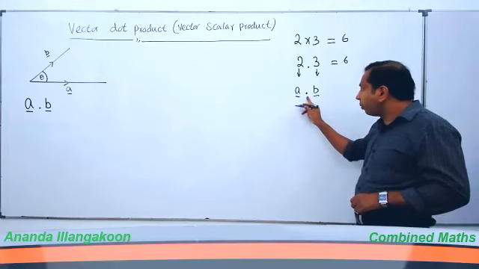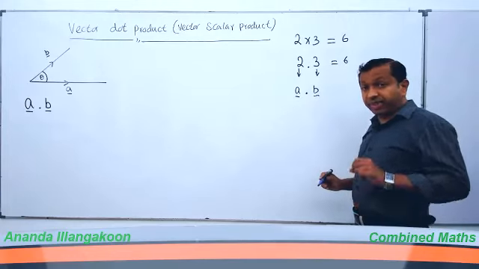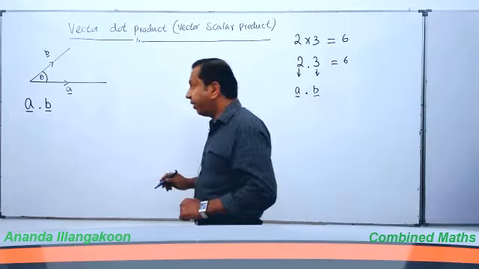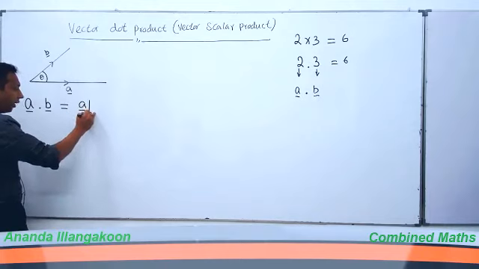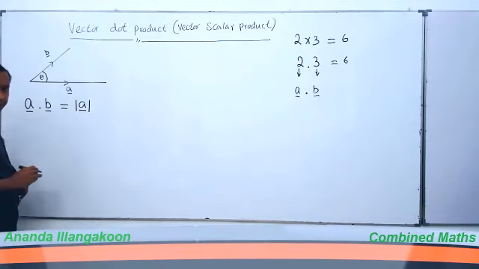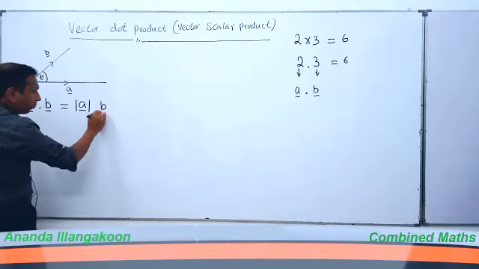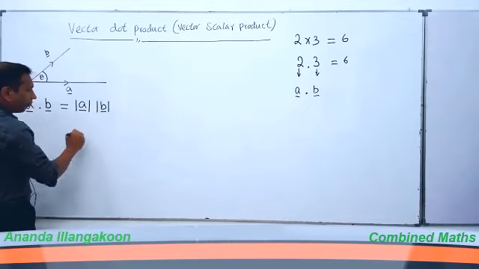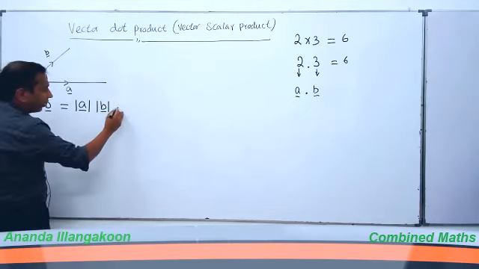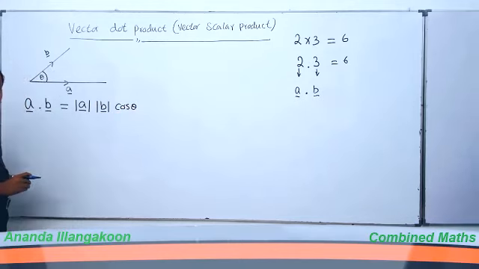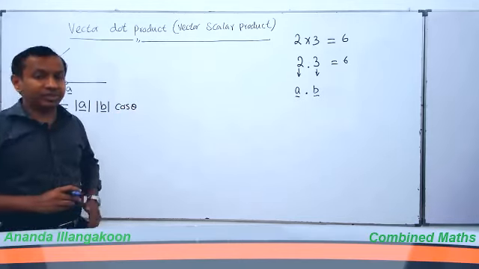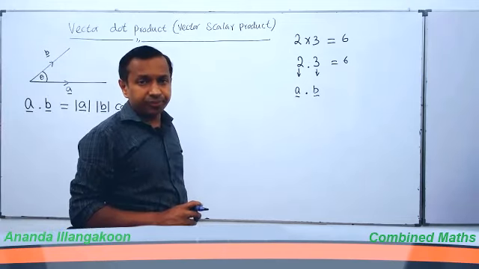This is called A dot B. Its answer is obtained like this: modulus of vector A multiplied by modulus of vector B multiplied by cos value of the angle between the vectors A and B.